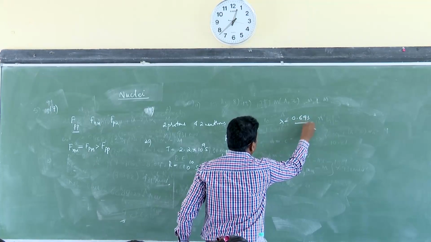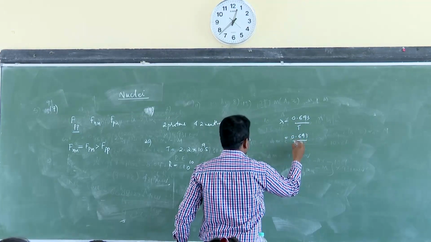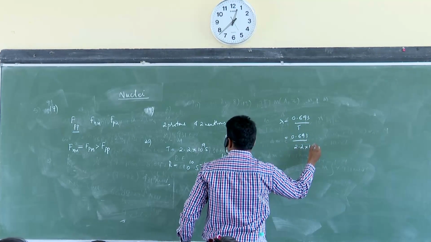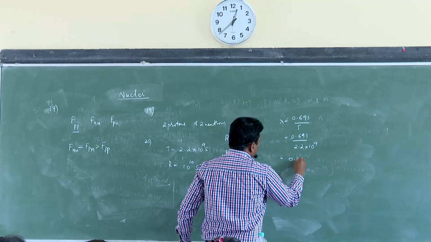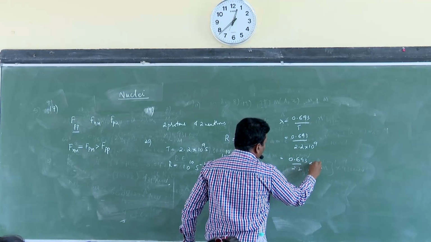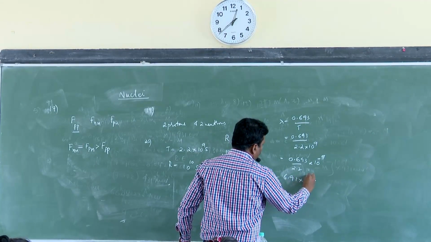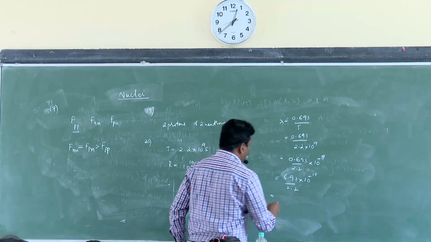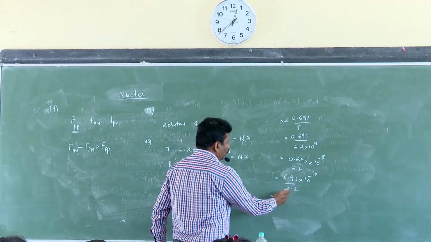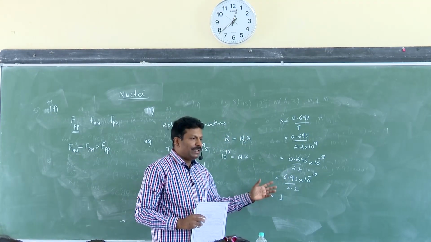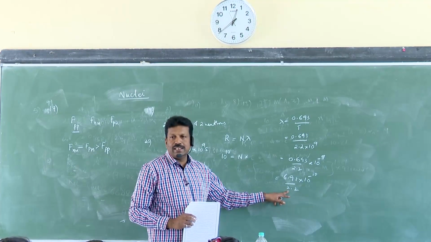Lambda is 0.693 by T1/2. So 0.693 by 2.2 into 10 to the power of 9, which is 0.693, 2.2 into 10 to the power minus 9. I'll make it 6.93 into 10 to the power minus 10 divided by 2.2. So which is roughly, I can take it as 3. 2.2 into 3 is basically 6.6, correct? Approximate.